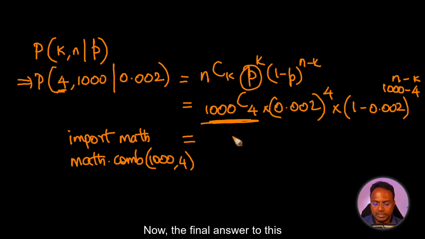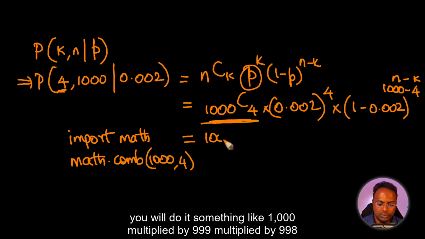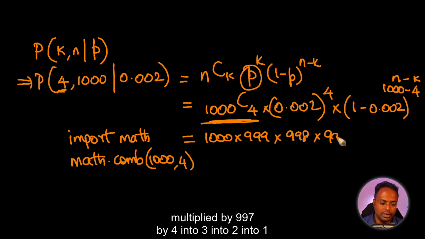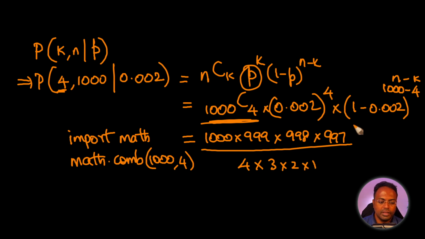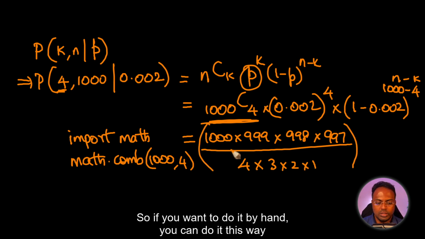Now, the final answer to this. So alternatively, if you want to do it by hand, you will do it something like 1,000 multiplied by 999 multiplied by 998 multiplied by 997 divided by 4 into 3 into 2 into 1. Okay, so if you want to do it by hand, you can do it this way.